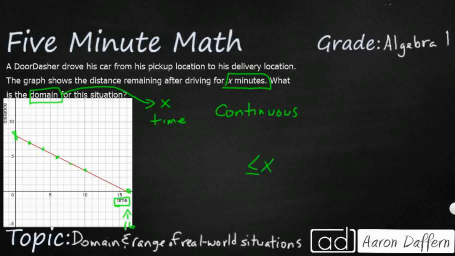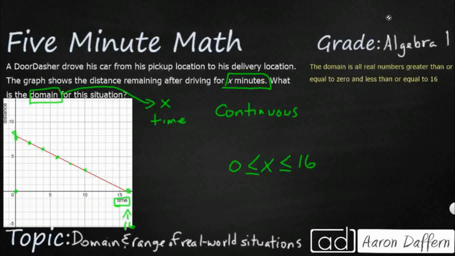X is greater than or equal to 0, because that's where the domain starts. And then it is less than or equal to 16, because that's where it ends. And if we wanted to do it in words, we would write it out like this.